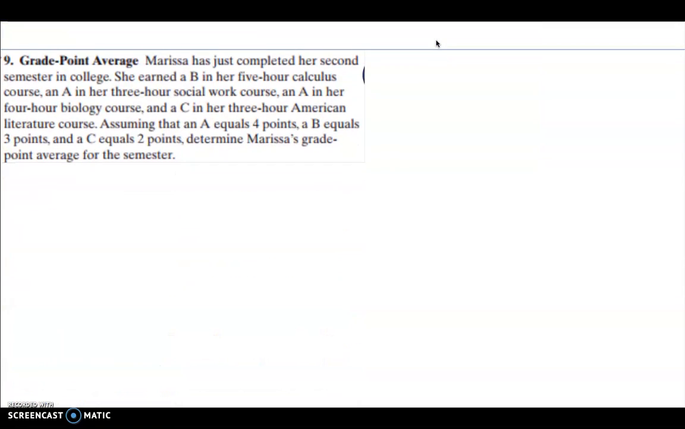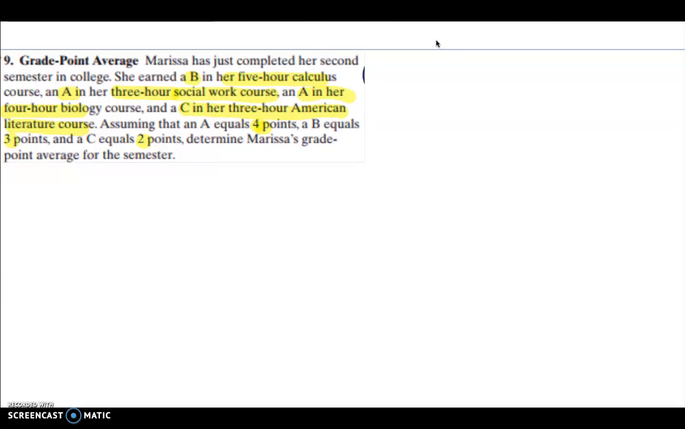So Marissa has completed her second semester of college. She earned a B in her 5-hour calculus class, an A in her 3-hour social work class, an A in her 4-hour biology class, and a C in her 3-hour literature class. So we assume this is a standard scale: 4 points for an A, 3 points for a B, 2 points for a C. We want to determine her GPA.